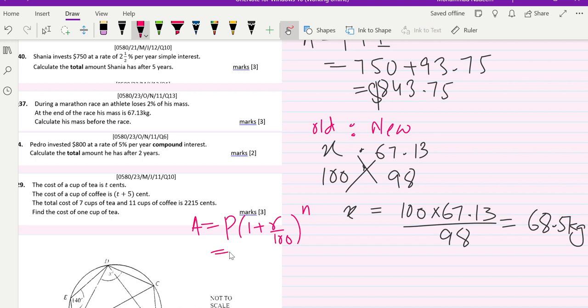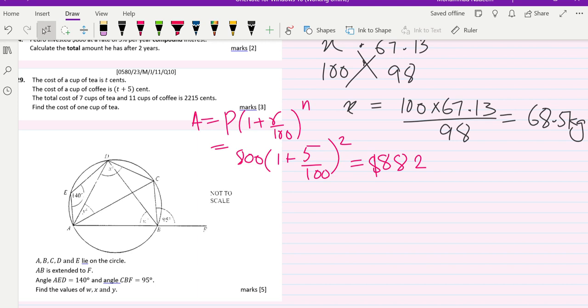So Pedro investing $800, that is the principal amount. We will write it first, into 1 plus rate of interest is 5 over 100 for 2 years. Very simple. 800 into 1 plus 5 over 100 whole power 2. So the total amount he will get after 2 years is $882. This is the formula for compound interest. So you can solve any question by using the same formula for compound interest.